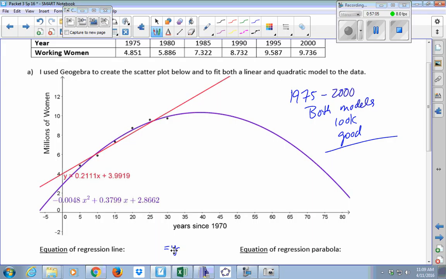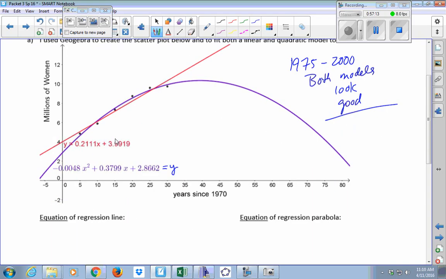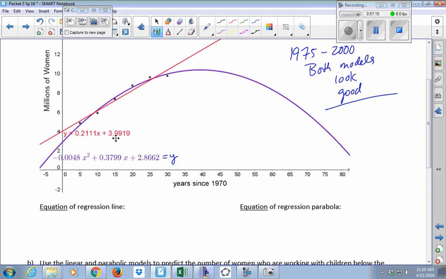Oops, I guess that y equals got moved. Yeah, put that there. Let's take a look at each model and write the equation down and use it to make a prediction. So the equation for the regression line is y equals 0.2111x plus 3.9919.